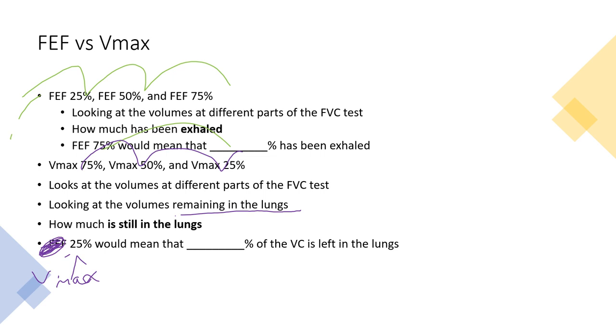So these are flow rates, FEFs, so forced expiratory flow, or flow max, right? Their max flow rate at 25%, the max flow rate, right? So these are, once again, looking at flow rates. They look at obstruction, but it's just the perspective that makes it a little bit different.